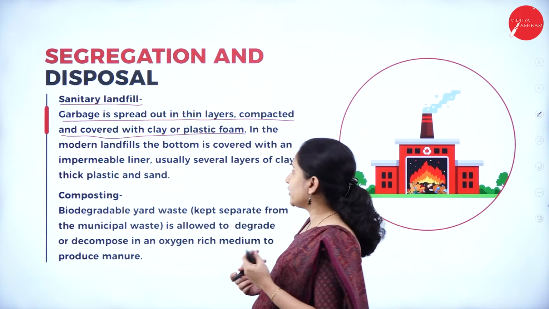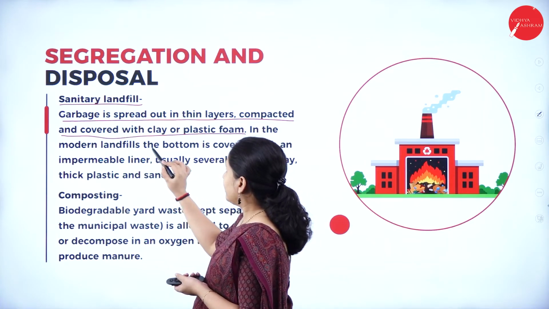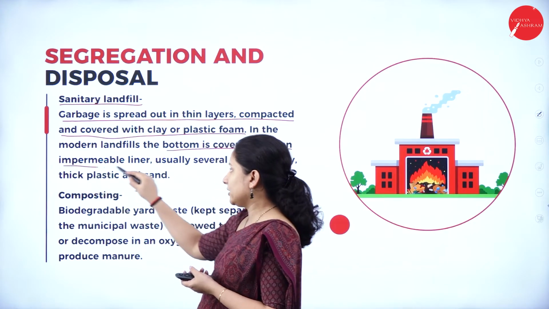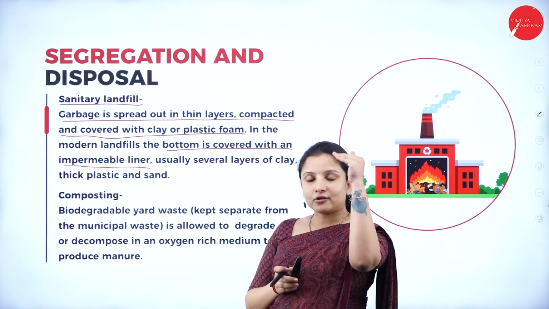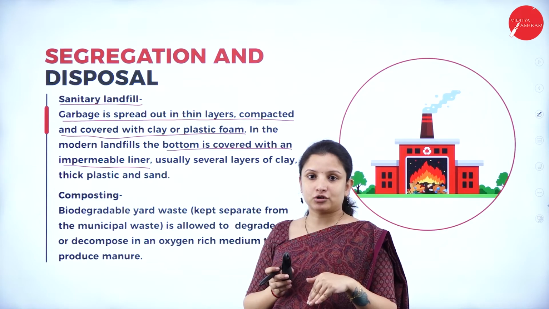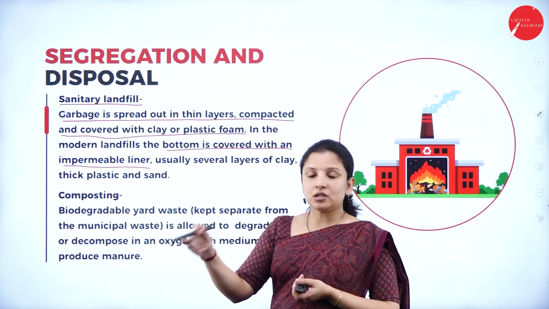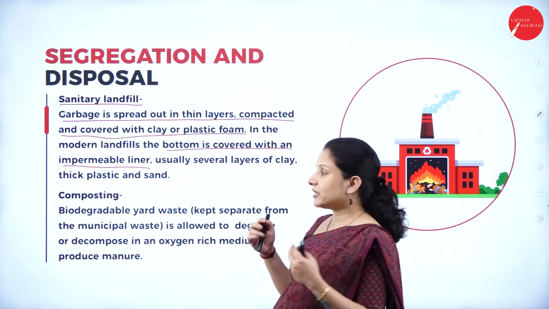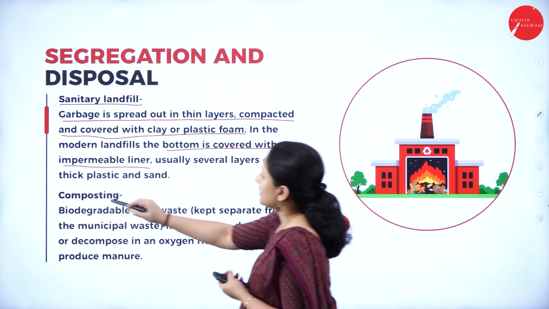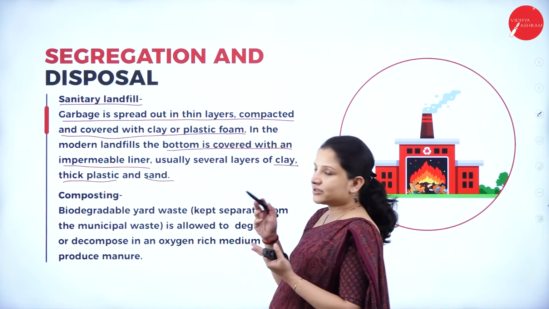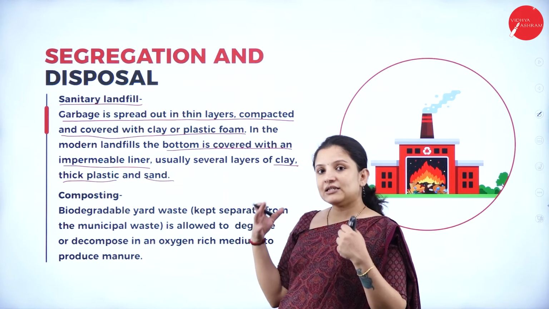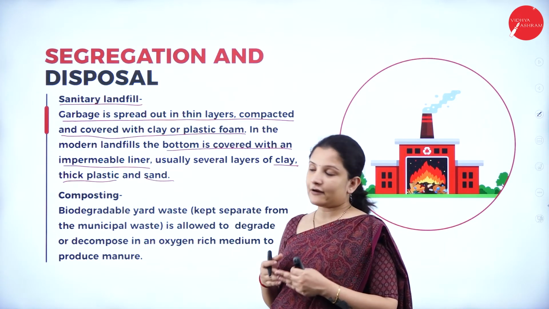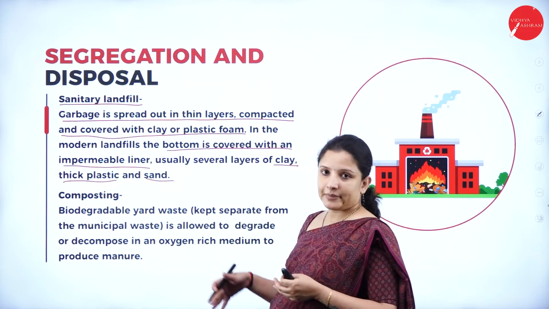But nowadays, these landfills cover the bottom of the landfill with an impermeable liner. Impermeable means that toxic chemicals will not leach into the soil. What is that impermeable liner made up of? It is made up of clay, thick plastic and sand. There are several layers, so that when these materials are decomposing, the chemicals will not enter the soil.